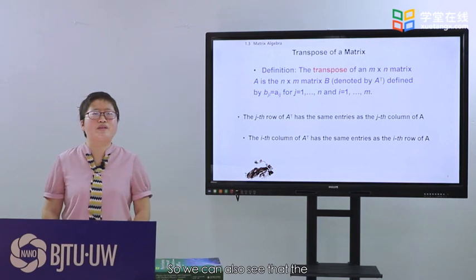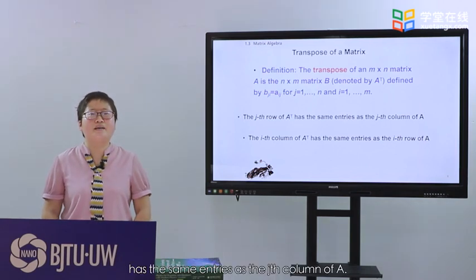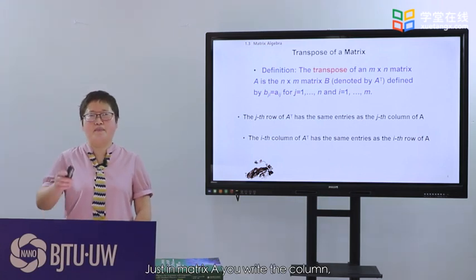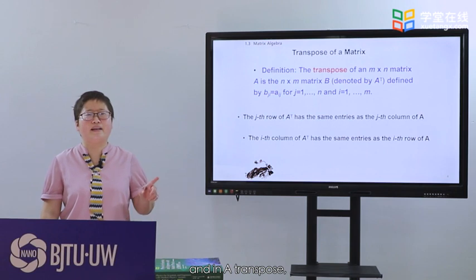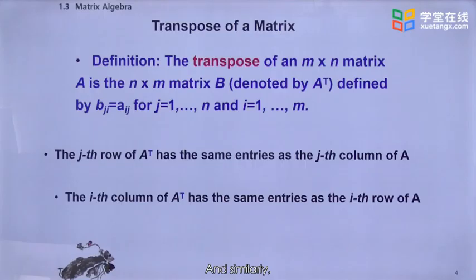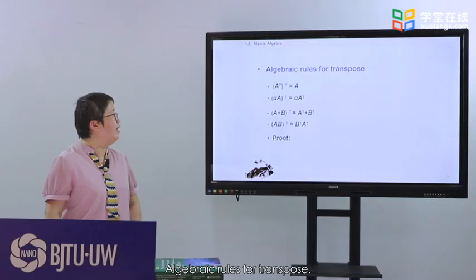So we can also see that the jth row of A transpose has the same entries as the jth column of A. Just in matrix A, you write the column, and in A transpose, you write it as a row vector. Okay, and similarly, the ith column of A transpose has the same entries as the ith row of A.